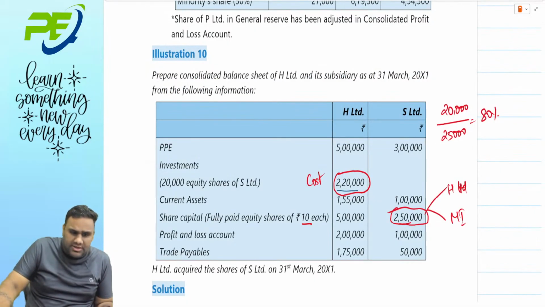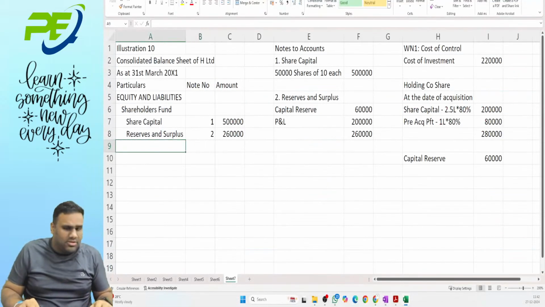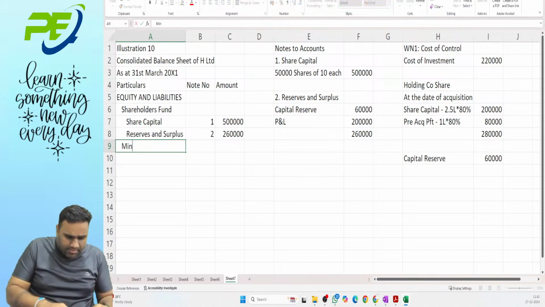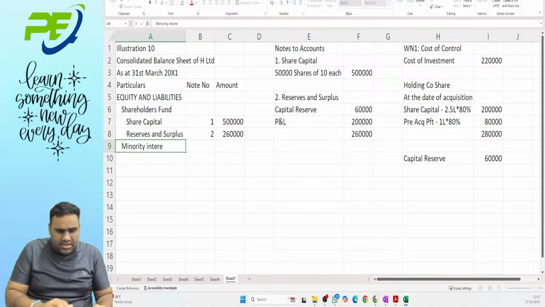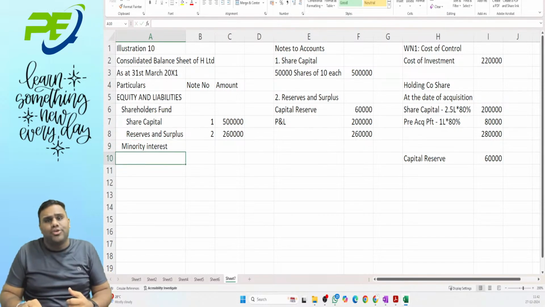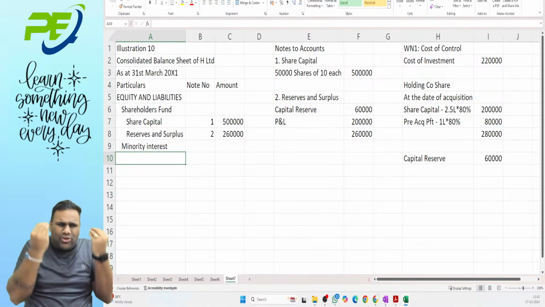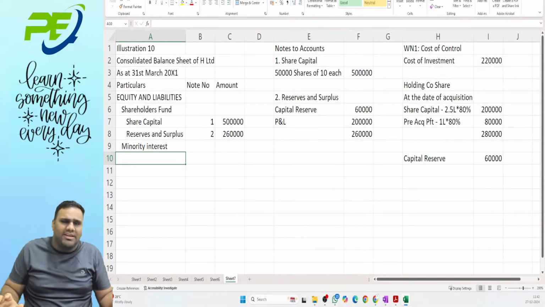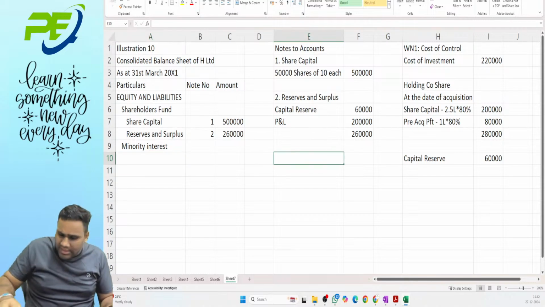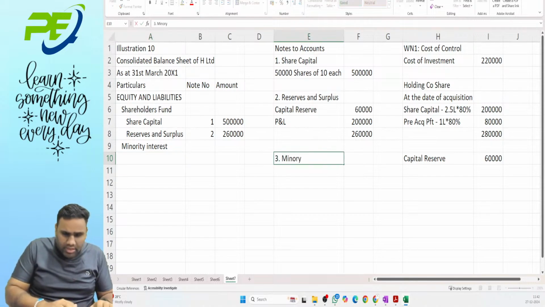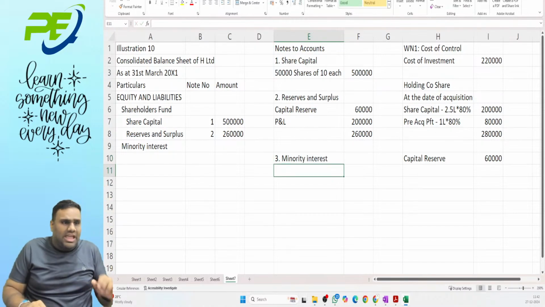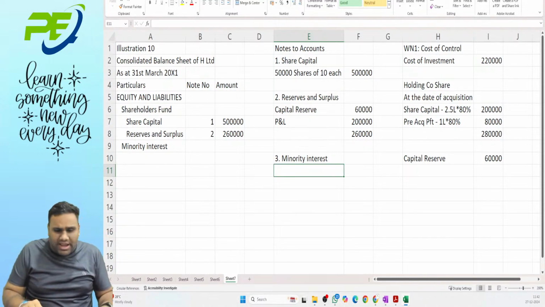So here we have come to share capital, P&L is next. No, next will be minority interest. But this was not there in the format which you were given, because I did not give you the consolidation format. No new change, only one line item will be added: minority interest. So point number 3, minority interest. You have already done this from the first illustration, 9 illustrations on minority interest.